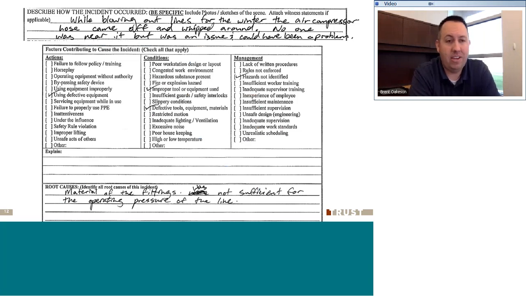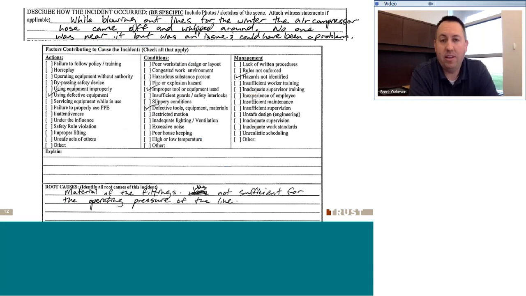Look at the things they identified here. They have using defective equipment. They have improper tool or equipment used, defective tools, equipment, and materials, and they have hazards not identified. Those are their factors. But what's the root cause? The root cause they have below says material of the fittings was not sufficient for the operating pressure of the line. Okay, so that's a really good thing.